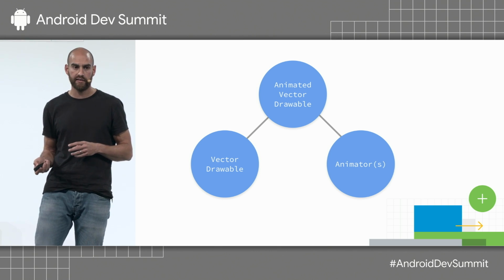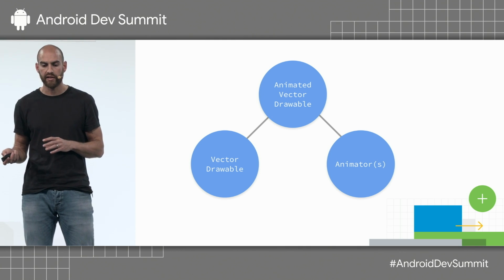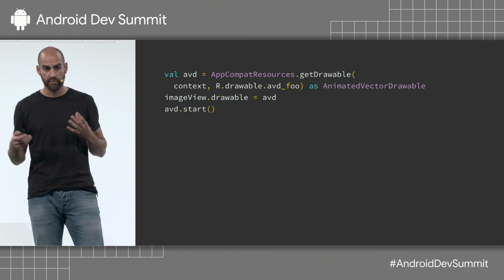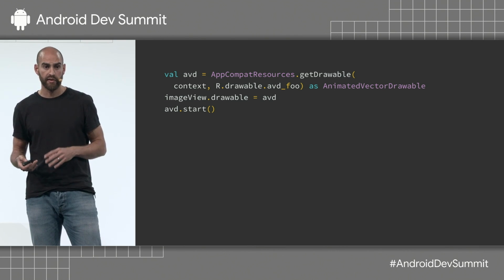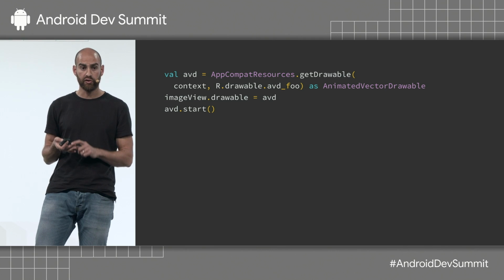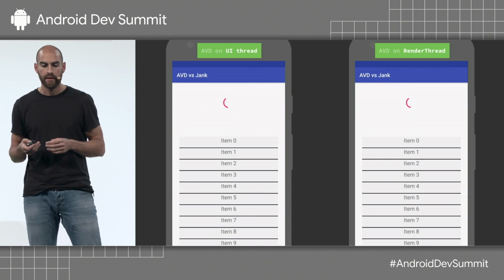It basically connects together a vector drawable to one or multiple object animators and runs animations on them. It has a very small, focused API. It basically implements the animatable interface, which just lets you play, pause, and stop the animation. So you can get an animated vector drawable like this and just call start.